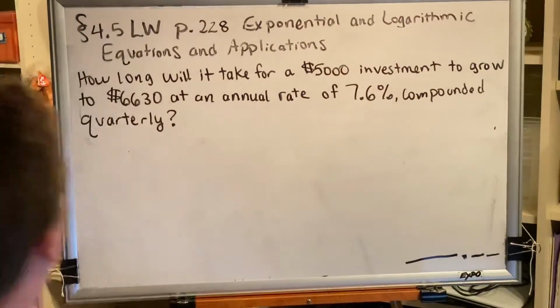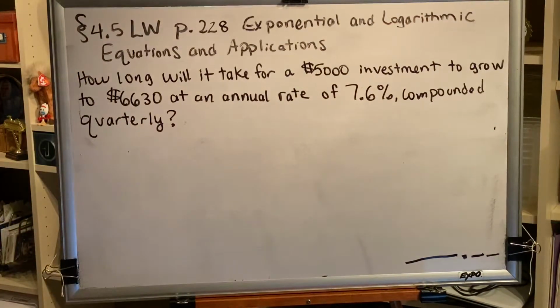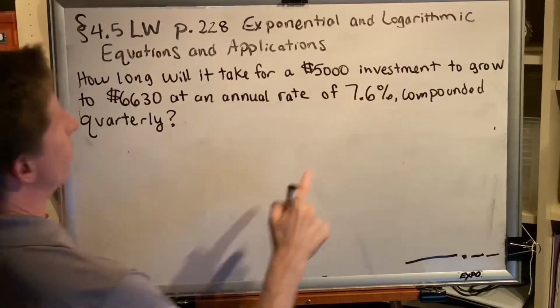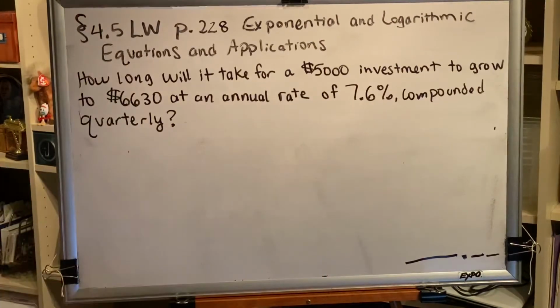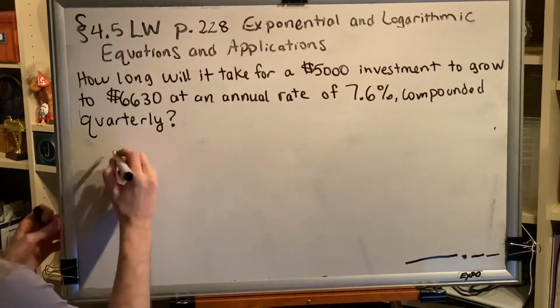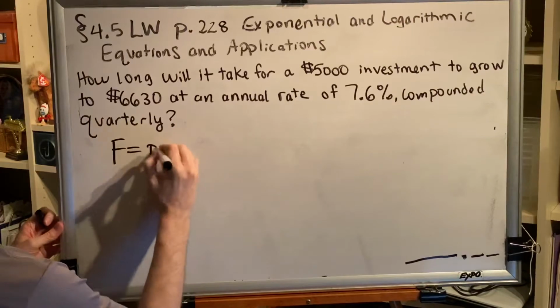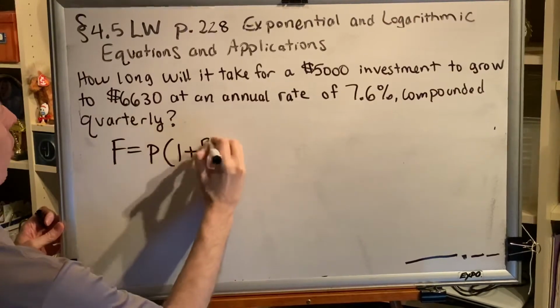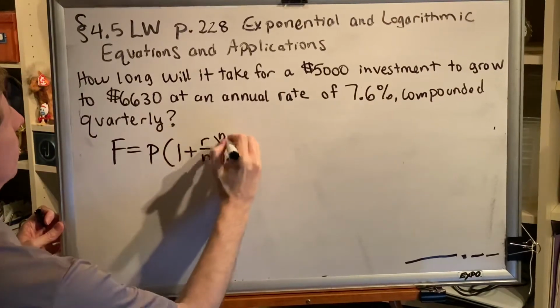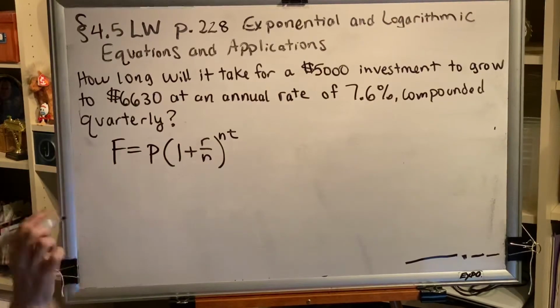All right, so with all of that out of the way, we're now down to the essential elements of this question. How long will it take for $5,000 to turn into $6,630 at an annual rate of 7.6% compounded quarterly? Well, it says quarterly, not continuously. So the formula we're going to use here is F equals P times (1 plus R over N) to the NT power. You may also see an A here. If you do, just remember it's the same formula.